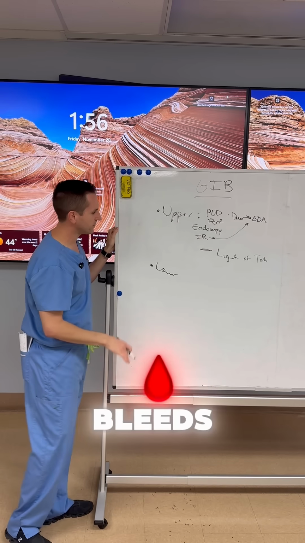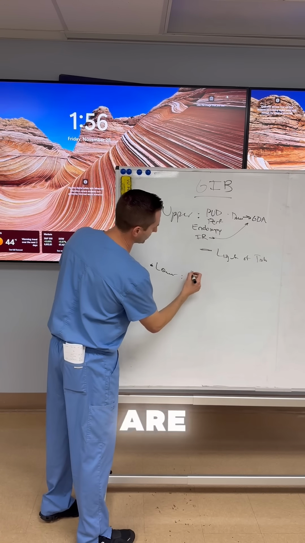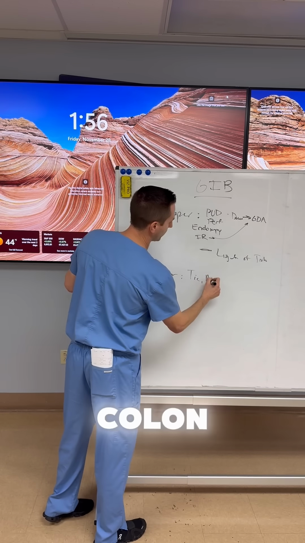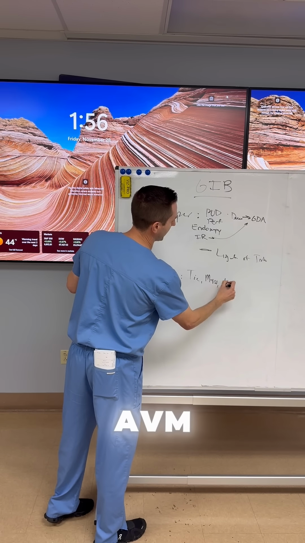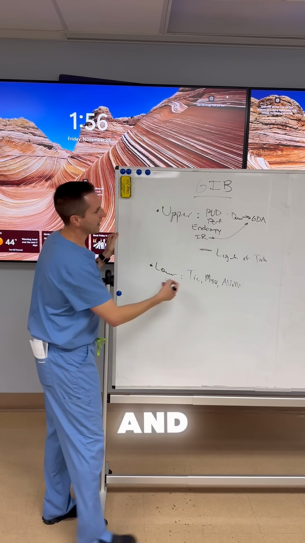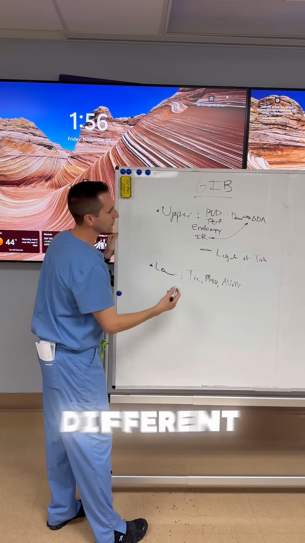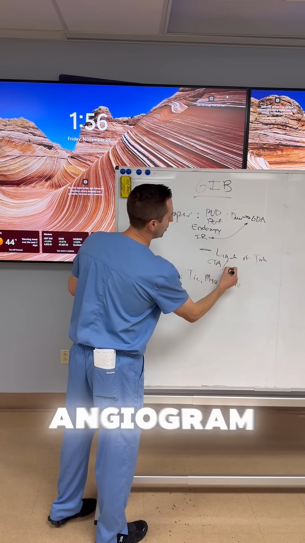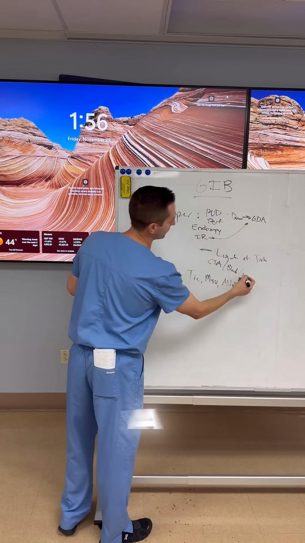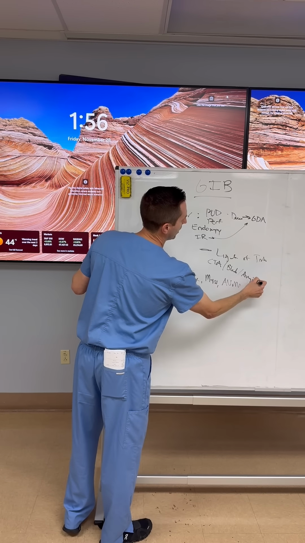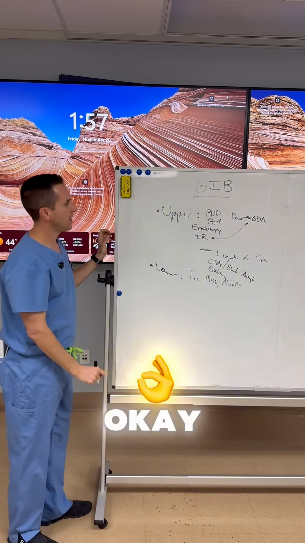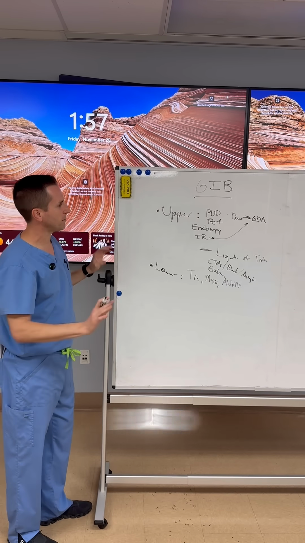Lower GI bleeds, a little bit different. So what are some examples? Well, diverticular bleed, colon mass, AVM. I don't know, you guys tell me some more diagnoses here. And we kind of work these up a little bit different because we could do a CT angio or a bleed scan, okay? And then we could move to a formal angio, but we also would do endoscopy to take a look, okay? So upper GI bleed, lower GI bleed managed a little bit differently.